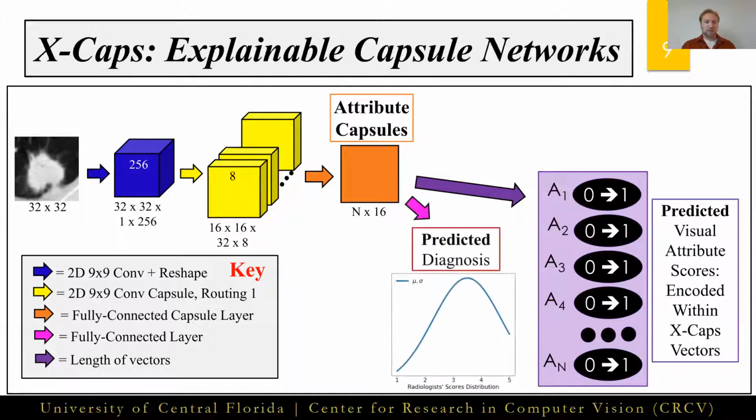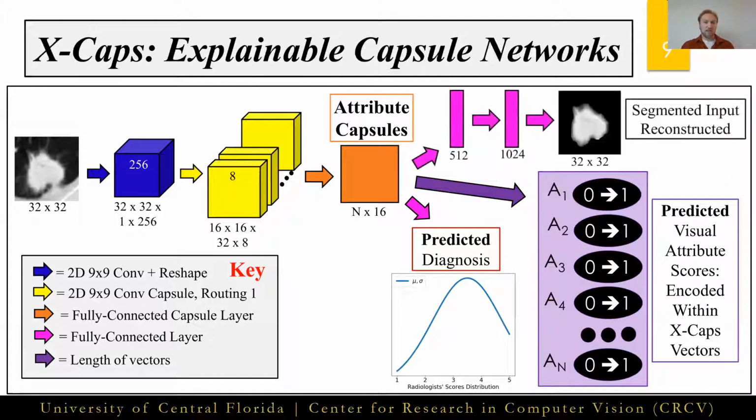Then, we predict the nodule's malignancy by passing these visually interpretable capsules through a linear function and apply a softmax activation to create a probability distribution over malignancy scores, while also passing them to a reconstruction branch to perform regularization.